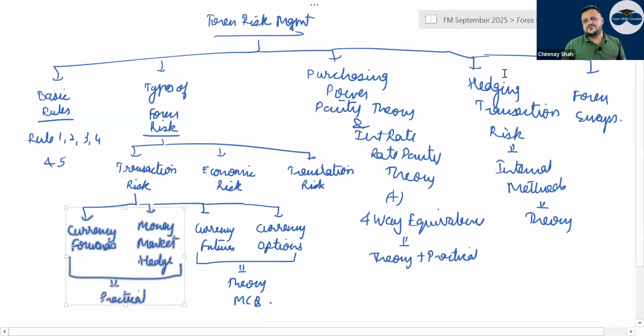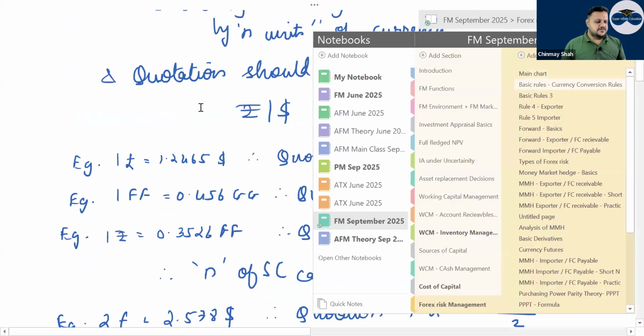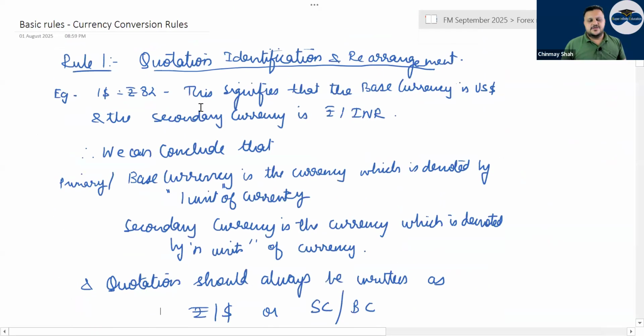Quickly join in. First, you go through the currency conversion rules that are there. Rule one says quotation. If you follow the first rule, everything else is put in place. So what is the first rule? Secondary currency by base currency, correct? How many of you know these rules? I don't know, right?